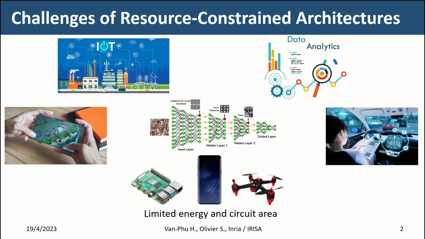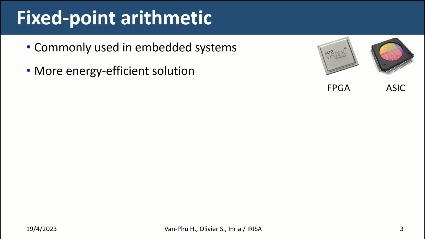The resource-constrained architecture here can be, for example, the embedded system, mobile devices, and IoT devices with very limited computing resources, for example, memory, energy. So it makes it challenging to achieve high computing accuracy. So fixed point arithmetic is an energy efficient solution for many applications in embedded system, like FPGA, ASIC, and DSP system.